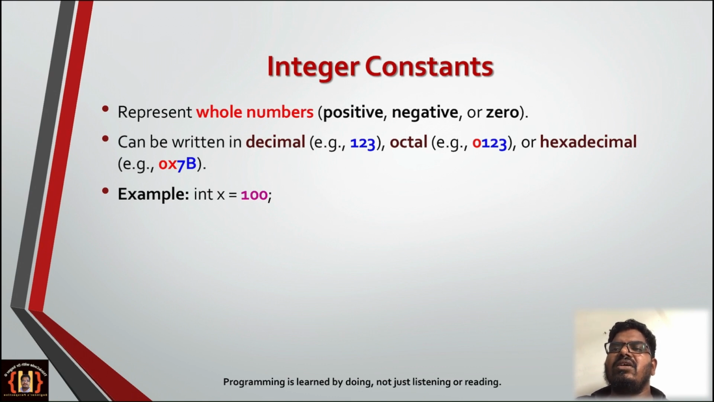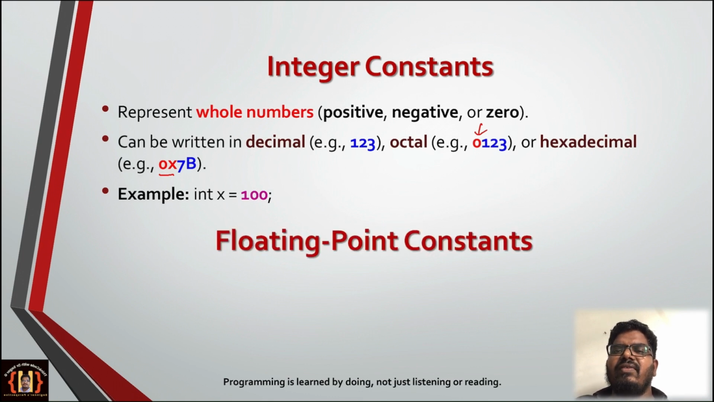Similarly, an octal value usually starts with 0. The 0 stands for octal, and the digits will be in the range 0 to 7. Or it could be a hexadecimal representation. Hexadecimal usually starts with 0x. 0x stands for hexadecimal. So these are all whole numbers. Decimal, octal, hexadecimal can be termed integer constants. For example, I can declare int x = 100. Here 100 is an integer constant, right?